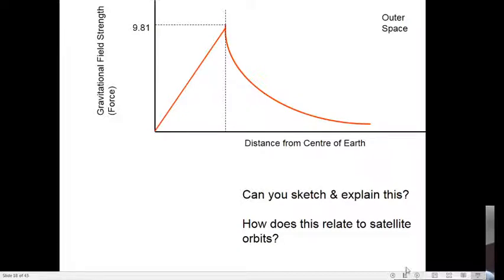And how would that relate to satellite orbits? Because all the satellite orbits are obviously actually above the Earth's surface, aren't they? So all the satellites are from this vertical dashed line out here somewhere. And if you think about this, the further out the satellite is, the less gravitational field strength is going to affect it.